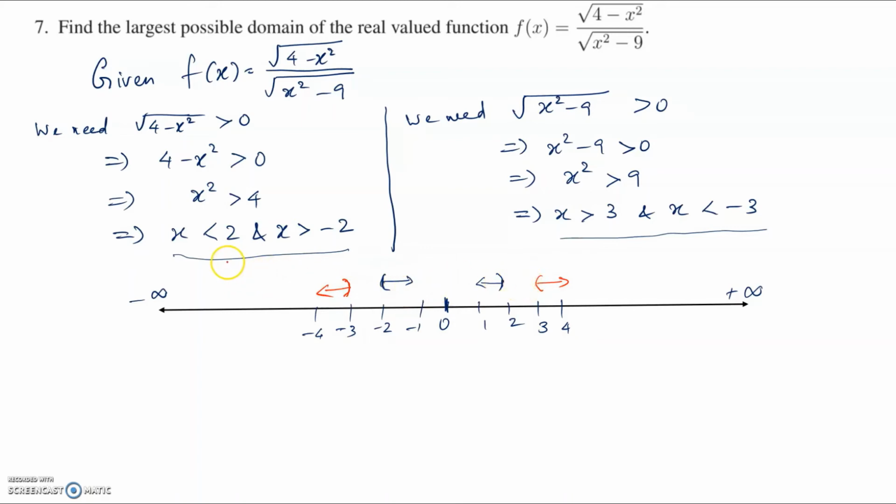Like if I have to write this here, this is in the open interval (-2, 1, 2). And this is in the open interval minus infinity to minus 3 and 3 to infinity. So there is no common place for both these intervals. Therefore, there is no domain. The domain doesn't exist at all.